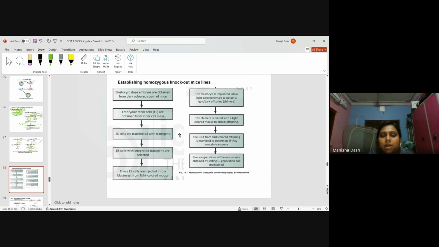Chimera means it will contain cells from both the dark and the light mouse. The chimera is mated with a light color mouse to obtain the offspring. The DNA from the dark color offspring is examined to determine if they contain the transgene or not. The homozygous lines of the mouse are obtained by selfing the G1 generation, and then maintained. So you have a mixture of different genotypes, but only the dark color animal will actually have the homozygous transgene. You have to select only those animals and propagate them, as they will represent the homozygous or pure line.